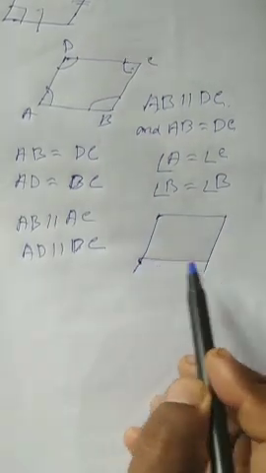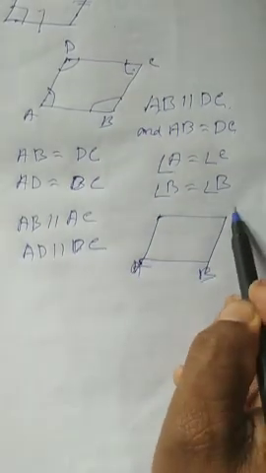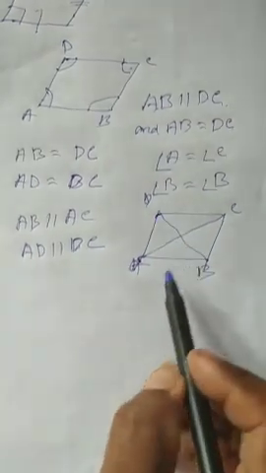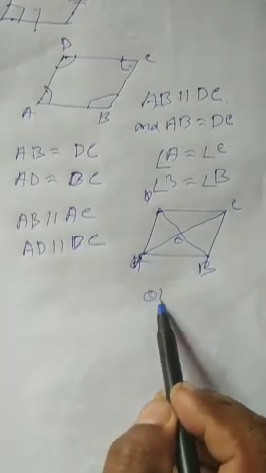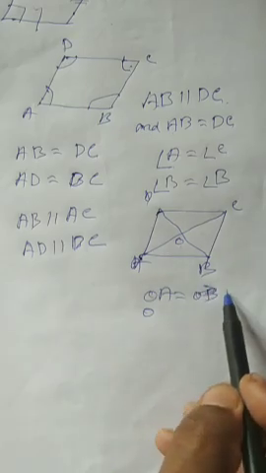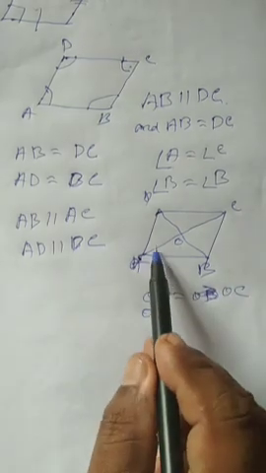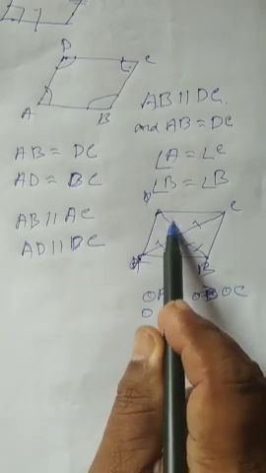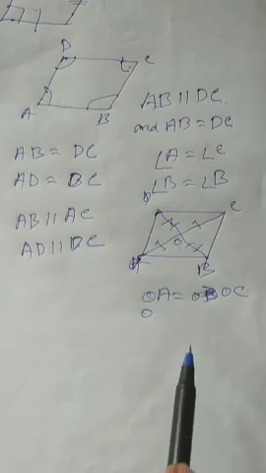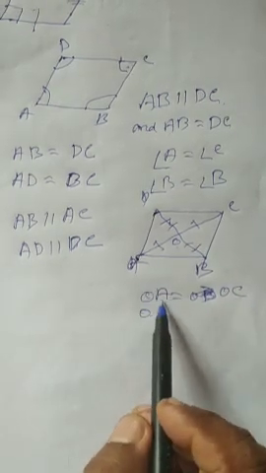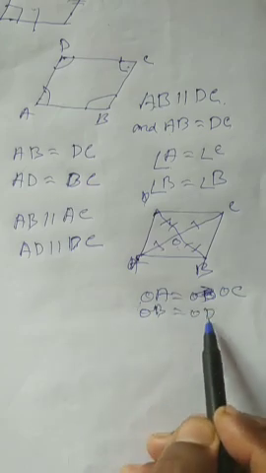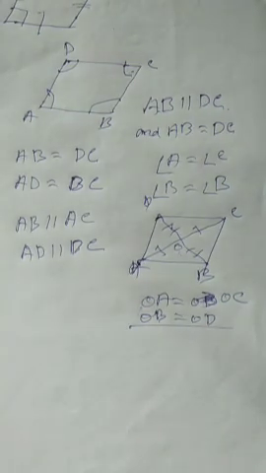Bisect means equally divide. AB, CD, this is a diagonal, this is a diagonal. This is O. If OA is equal to OC and OB is equal to OD, that is, in a quadrilateral, if the diagonals bisect each other, then the quadrilateral is a parallelogram.